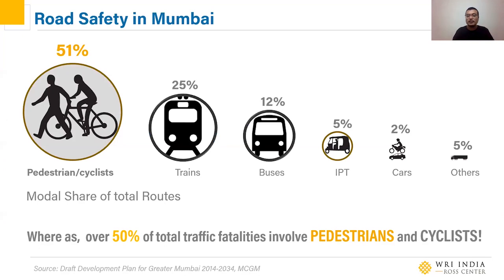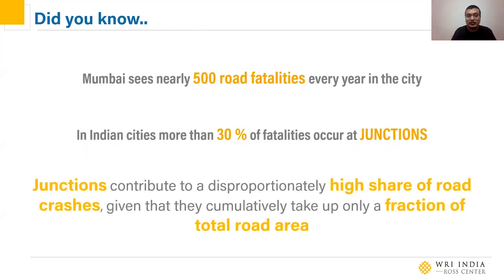Now we already know that pedestrians form a majority when it comes to modal share, and they are also the most vulnerable street users. But did you know that Mumbai sees nearly 500 road fatalities every year in the city? And in Indian cities, more than 30% of fatalities occur at junctions. Now, this is a very high share, given that they take up only a fraction of total road area. And that is why it is extremely important for us to relook at how we design our junctions. And that is exactly what this module focuses on.